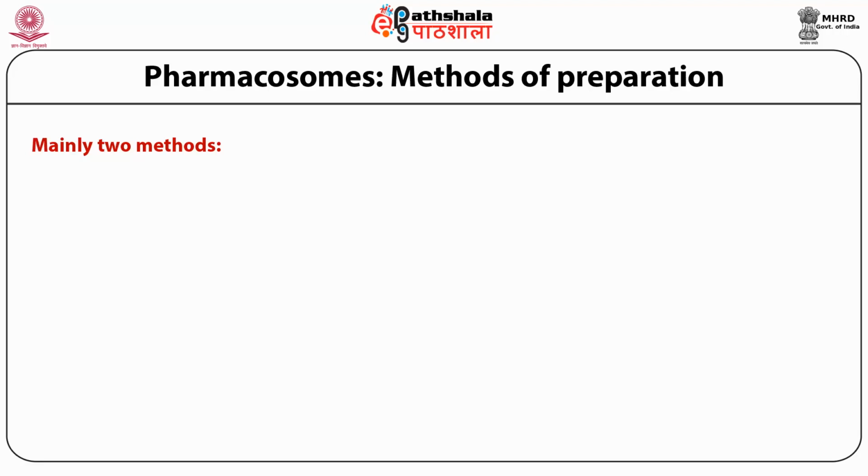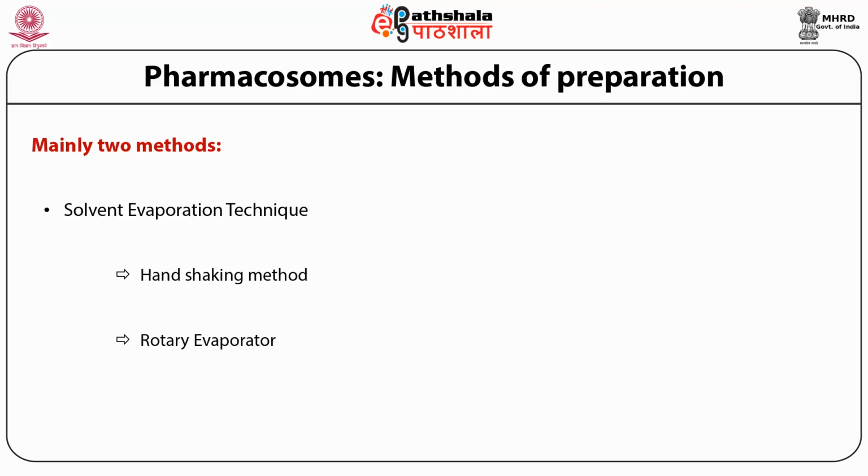For preparing pharmacosomes, normally two methods are employed. One is the solvent evaporation technique and the other one is the ether injection technique. In the solvent evaporation technique, there are two methods. One is the hand shaking method and the other one is the rotary evaporator.